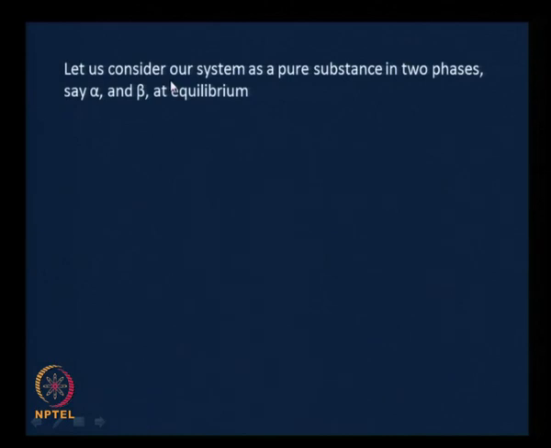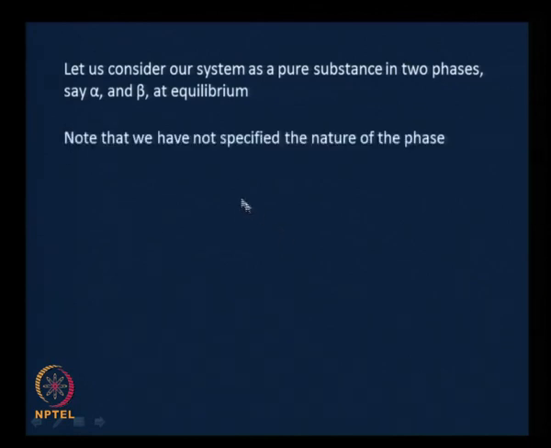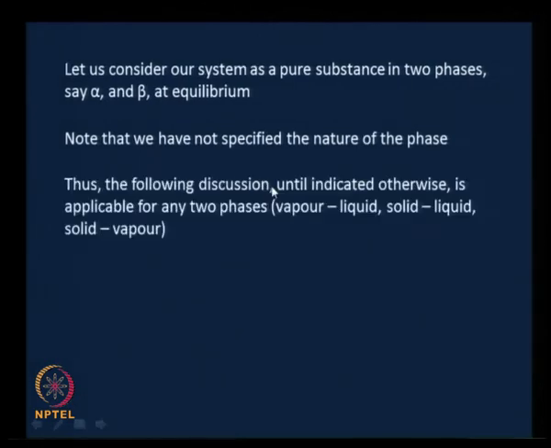Let us consider our system as a pure substance in 2 phases, say alpha and beta, at equilibrium, and what I would like you to note is that we have not specified the nature of the phase. These alpha and beta could be any 2 phases, they could be liquid and vapor phase, liquid and solid phase, vapor and solid phase. The following discussion, unless indicated otherwise, is applicable for any 2 phases. They could be vapor liquid, solid liquid, solid vapor.